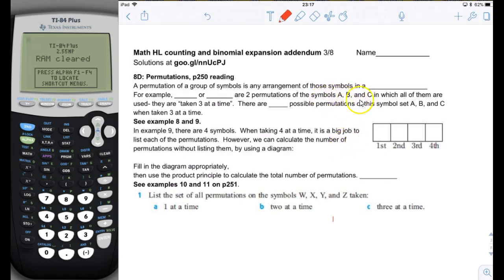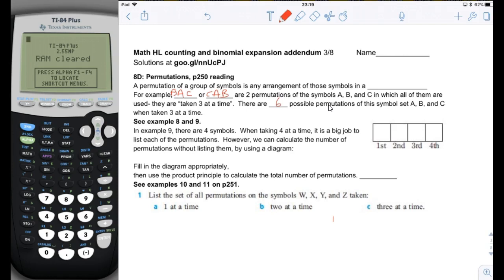So let's say you have the three letters A, B, and C. If you take each of these letters and try to arrange them in different orders, there are different ways of arranging them. For example, there's BAC and there's CAB. Those are two ways to arrange ABC. And how many total ways are there of arranging the letters A, B, and C? There are actually 6 ways of doing that.